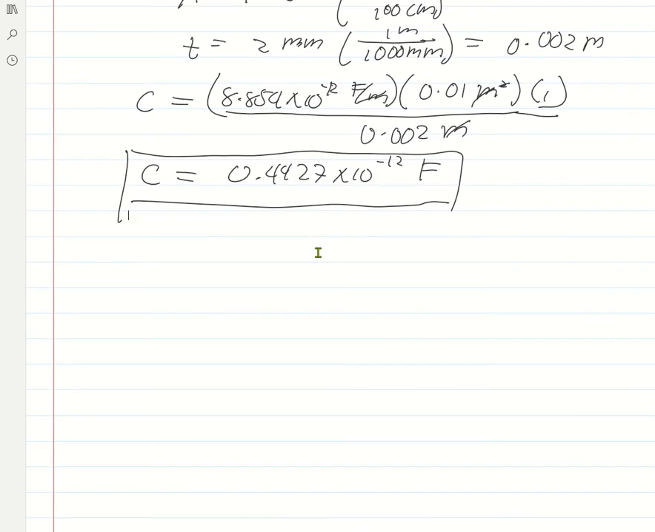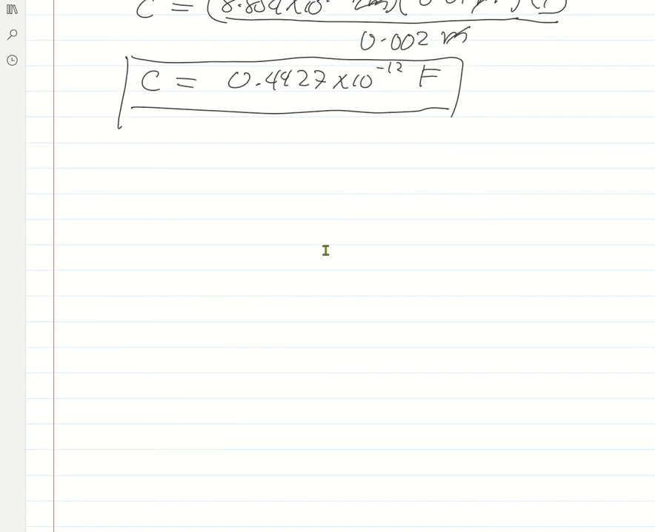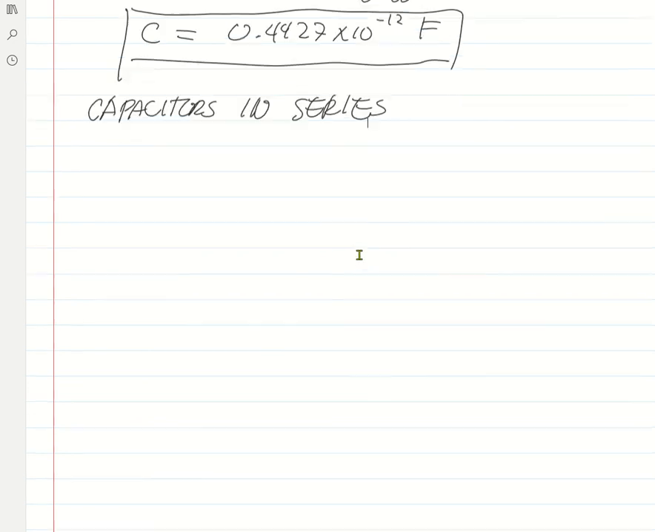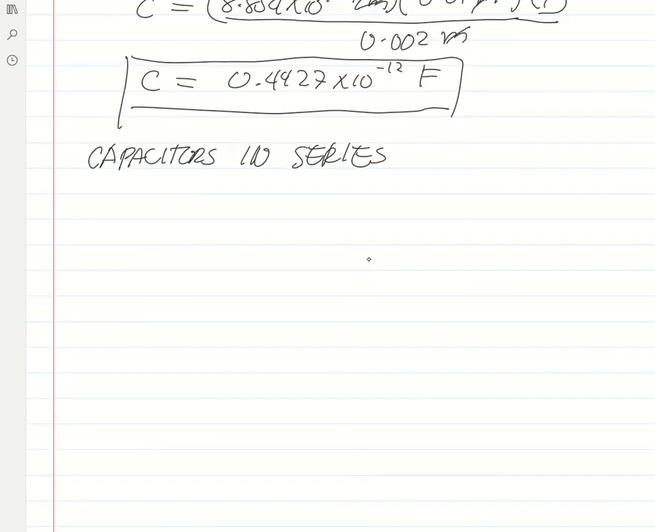Now, just like resistors in circuits, we connect resistors in different ways. We can connect them in series, parallel, or the combination parallel series. Then we solve for the equivalent resistance or the total resistance. In capacitors, we can also do that. So we can connect them first in series, capacitors in series. What will happen to the total capacitance if we connect them in series?